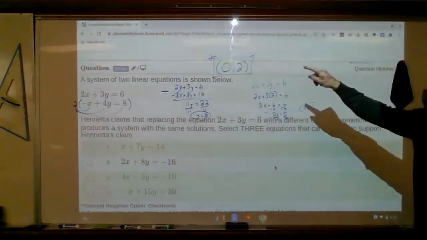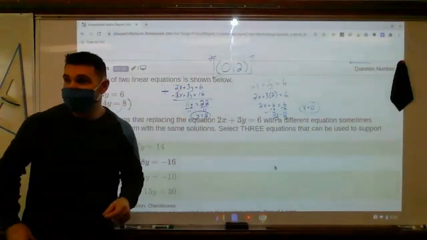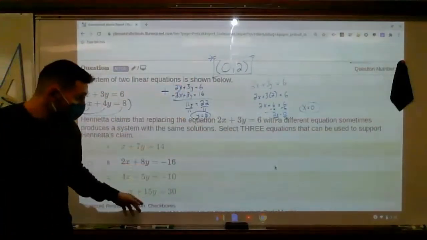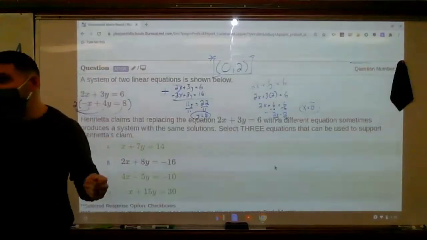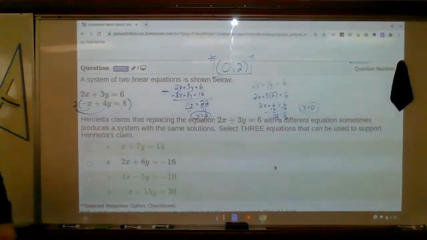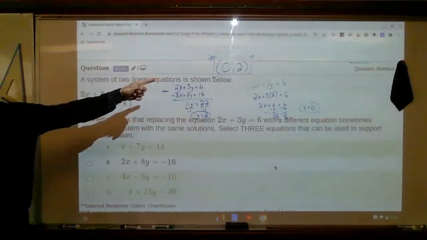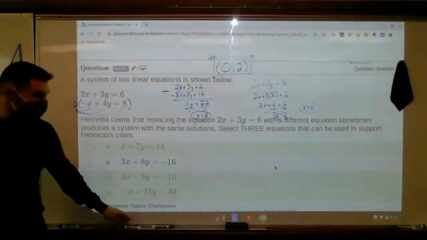So I now know that these systems intersect and have an ordered pair of 0, 2. We want to see which of these can get replaced and still have an answer of 0, 2. So what do we do now? How do we check to see if these would work? What do you think, Heisel? I got nothing. Okay, that doesn't help me. What are we going to do with this ordered pair? Oh, wait, substitute it. Yeah, substitute it in. I knew you'd get there.